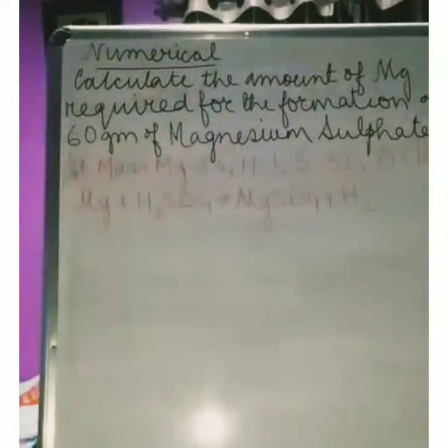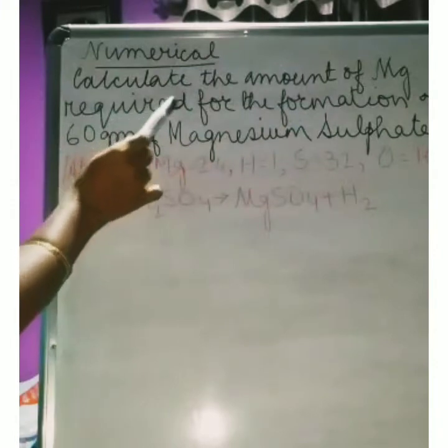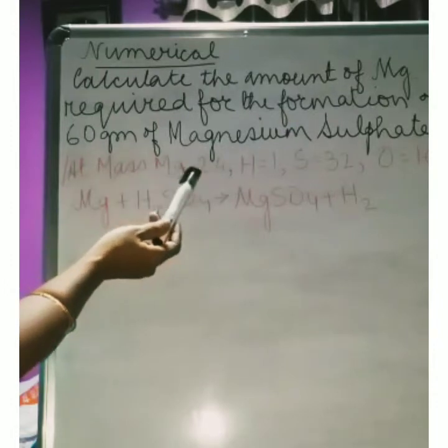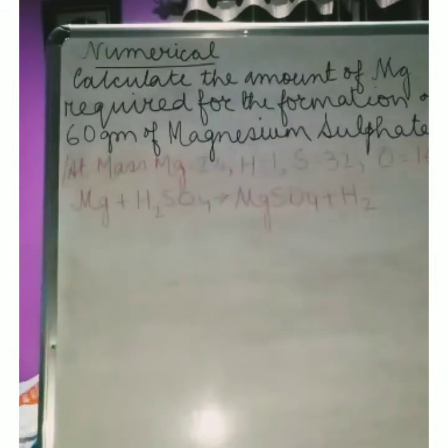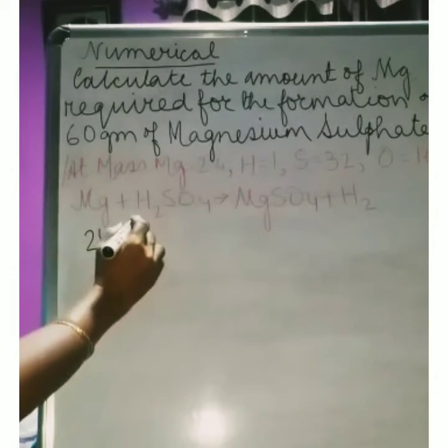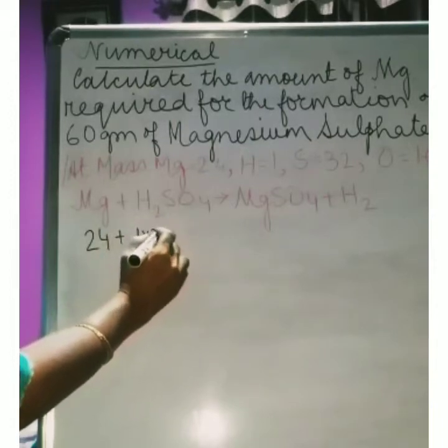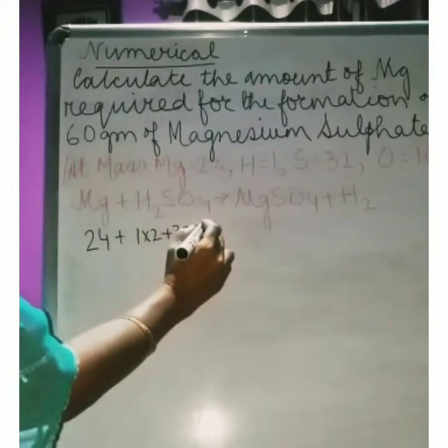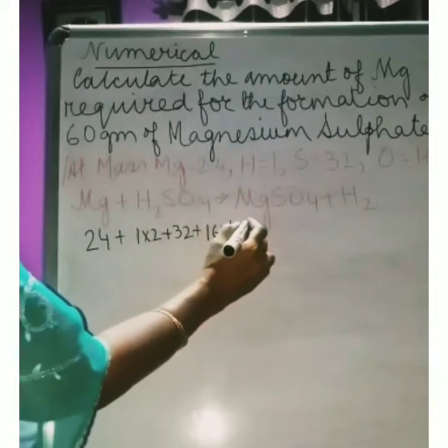Thank you. Now the question says, calculate the amount of Mg, that is magnesium, required for the formation of 60 grams of magnesium sulfate. The atomic mass of magnesium is 24, hydrogen 1, sulfur 32, oxygen is 16. So let me calculate. So Mg is how much? 24 plus H2, that comes to 1 into 2 plus sulfur how much? 32 plus oxygen how much? 16 into 4. Why into 4? Because we have 4 atoms of oxygen.